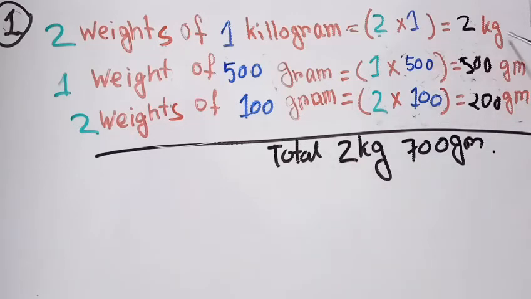So the total weight is 2 kg, 500 gram and 200 gram, that is 700 gram. So our required result is 2 kg 700 gram. So the quantity of rice was 2 kg 700 gram.